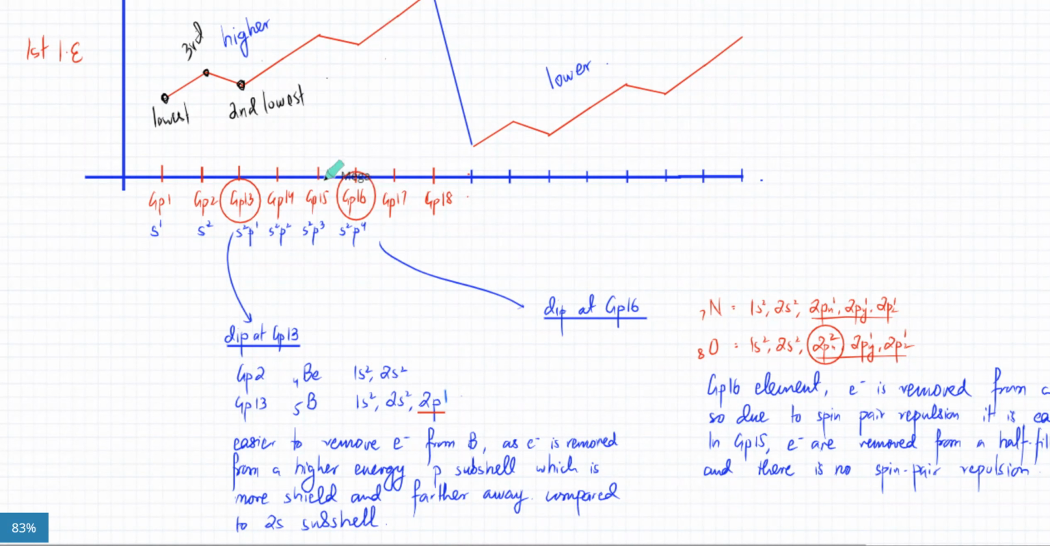Why? Because at group 15, the p orbitals all had one electron in them. And when you move to group 16, the p orbital all of a sudden has 2 electrons. So they start repelling each other, so it becomes easier to remove electrons. So you have to remember both these reasons.